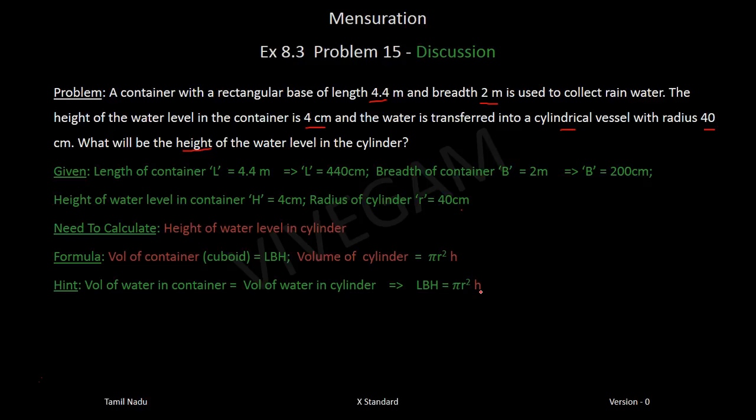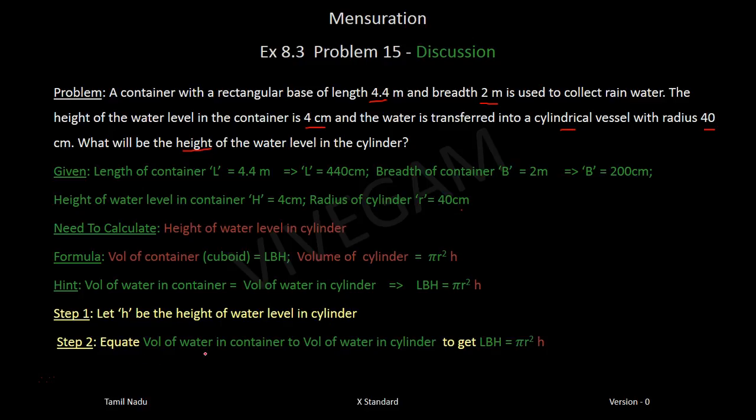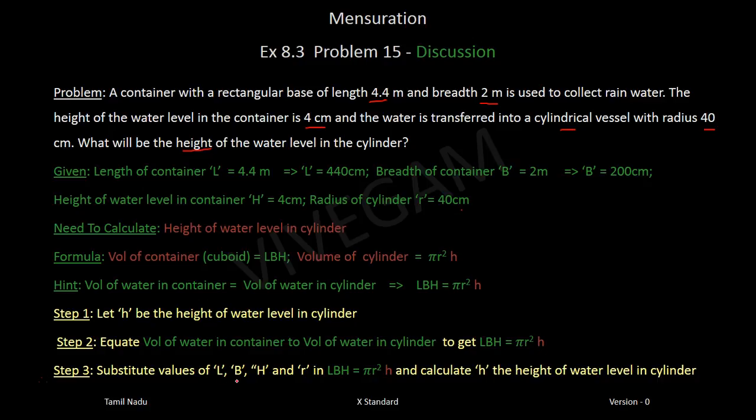Okay, it's quite simple. So let me summarize it for you. Let h be the height of water level in the cylinder. Equate the volume of water in the container to the volume of water in the cylinder, the same quantity, to get LBH equal to pi r squared h. So from this equation we should be able to calculate h. Substitute the values of length of the container, breadth of the container, height of water in the container, and r, the radius of the cylinder, in this formula, and calculate h, which is the height of the water level in the cylinder. Okay, so I guess that is it. So please pause the video here and try to do the problem on your own. After doing, come back and look at the solution.